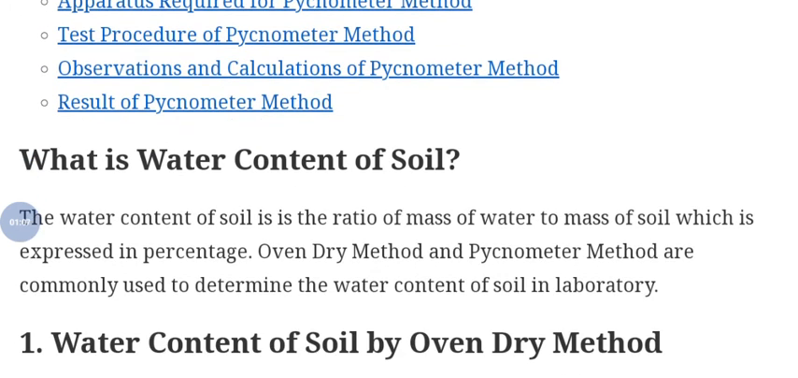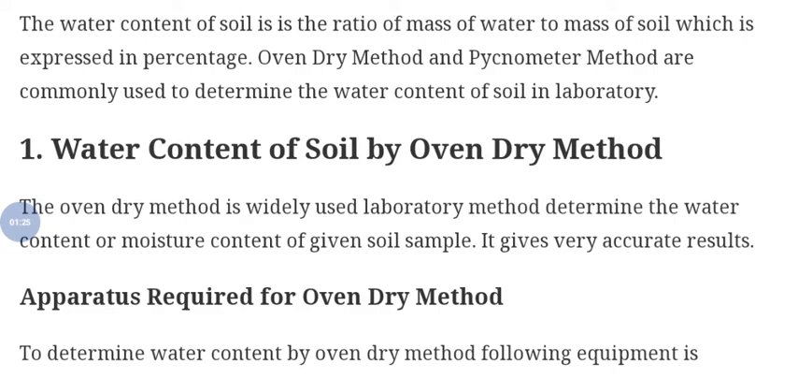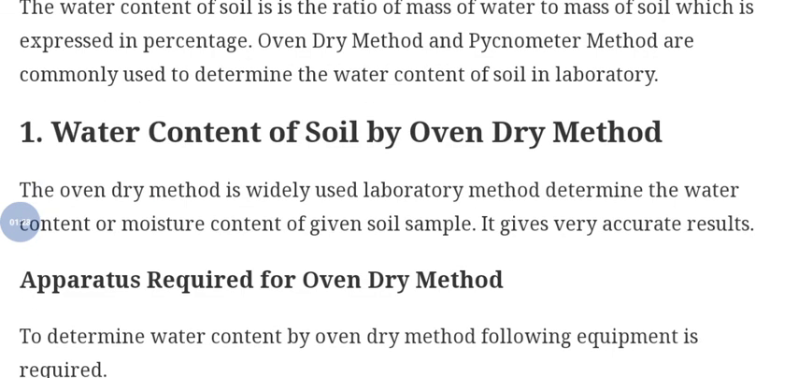First we know what is water content of soil. The water content of soil is the ratio of mass of water to mass of solid, which is expressed in percentage. Oven dry method and pycnometer method are commonly used to determine the water content of soil in laboratory. First, water content of soil by oven dry method. The oven dry method is a widely used laboratory method that determines the water content or moisture content of a given soil sample. It gives very accurate results.